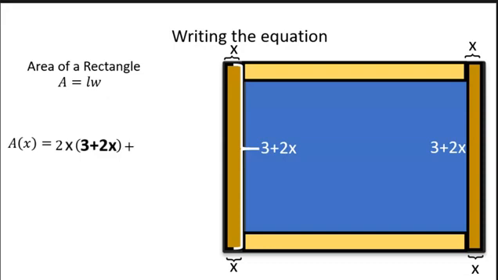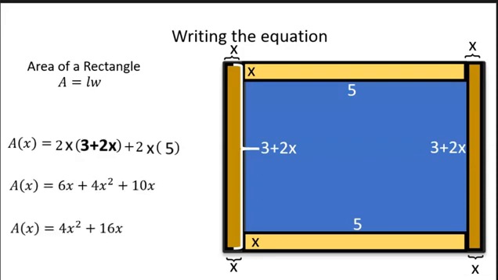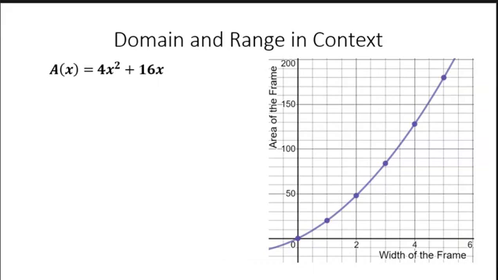Now we need to add the area of the other 2 rectangles that make up the frame. The 2 rectangles on the top and bottom of the frame can be found by multiplying the width, which is 5 units long, by the height, which is x units long. There are 2 of these rectangles, so we need to multiply this expression by 2. This gives us the equation, which can be simplified by first using the distributive property and then by combining like terms. Now that we have an equation, we can create a graph and find key features.